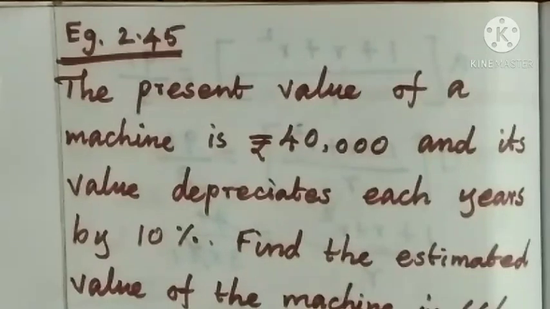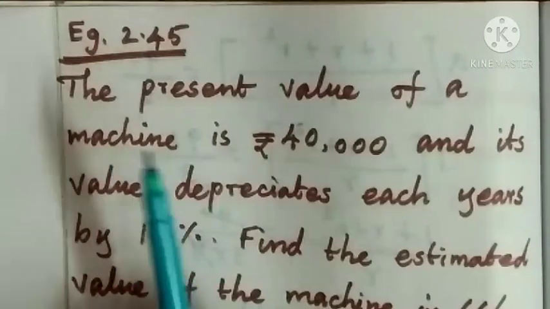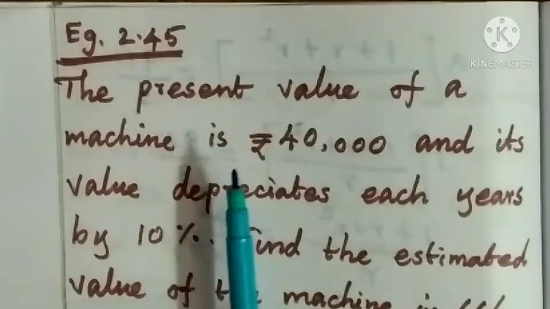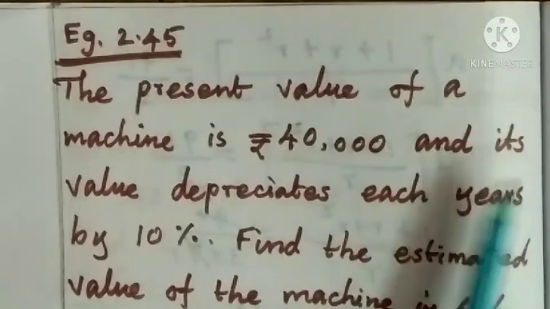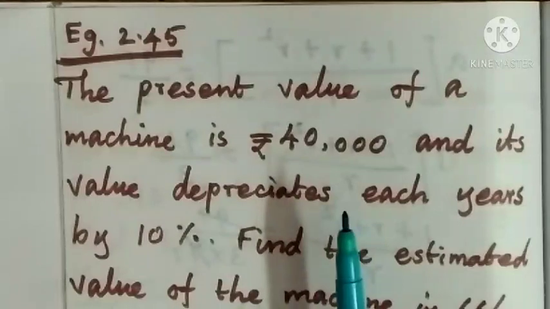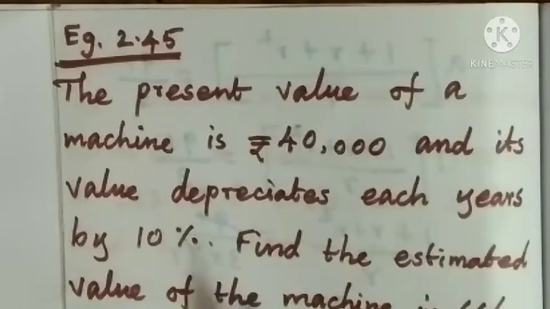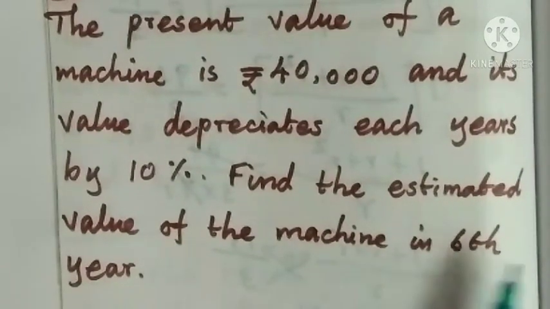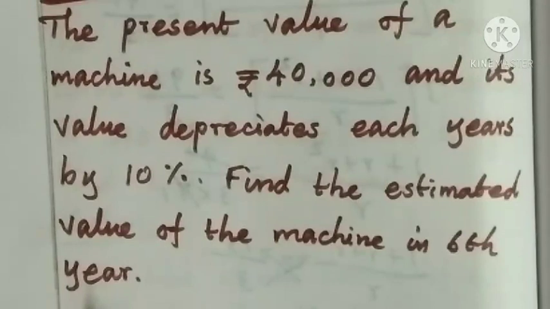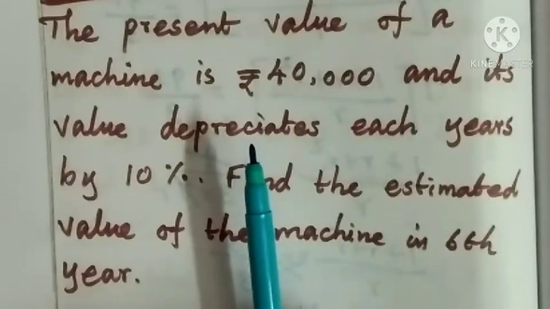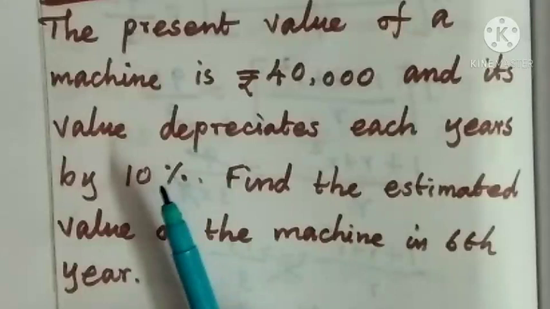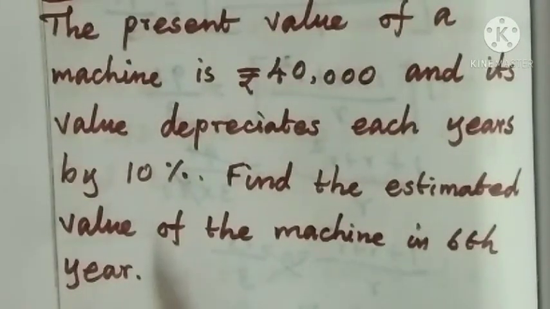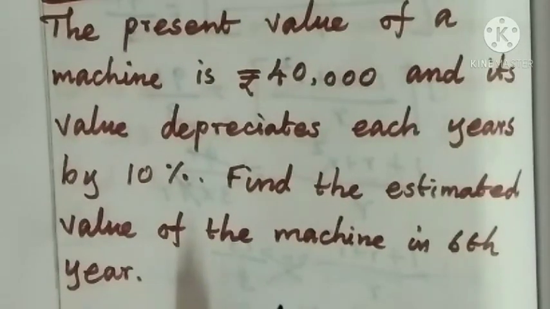Now, we move on to the next example 2.45. See the question. The present value of a machine is rupees 40,000 and its value depreciates each year by 10%. Find the estimated value of the machine in 6th year. In this question, the present value of the machine and depreciation value of each year is given. We have to find the value of the machine in 6th year.